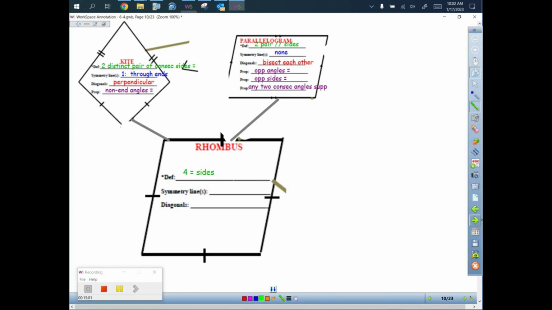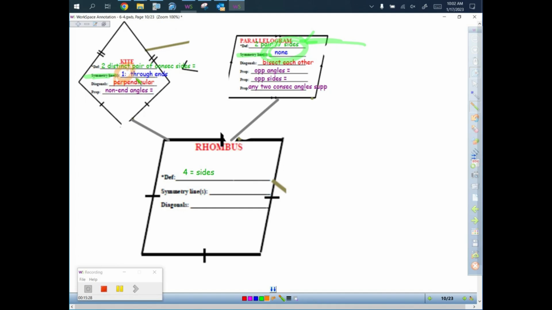Rhombus's definition is 4 equal sides. Right? You do that. The symmetry lines is the hard part for people until they figure out how these hierarchies marry together. The parents of the rhombus are the parallelogram and the kite. Since we're talking symmetry lines, let's look at these guys' symmetry lines. Old parallelogram had none. We get no symmetry action from the parallelogram. Nothing's happening from that guy. Don't we get all of our symmetry line stuff from the kite, right?